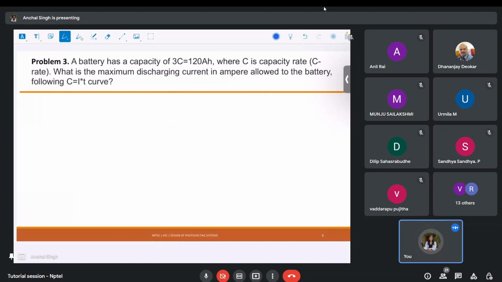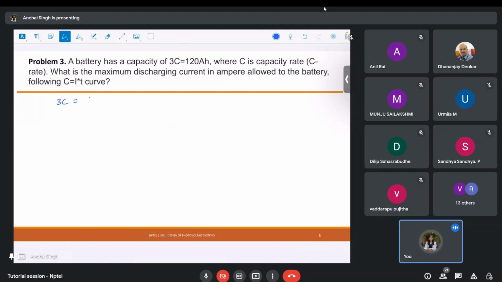So, in problem 3, a battery has a capacity of 3C and it's equal to 120 ampere hours, where C is the capacity rate. What is the maximum discharging current in amperes allowed to the battery? Following the equation C is equal to I into T. Now, since 3C is equal to 120 ampere hours, the battery capacity can be written as 120 by 3 ampere hours, which is 40 ampere hours. And now it is given as I into T equal to the capacity C, which is 40 ampere hours.